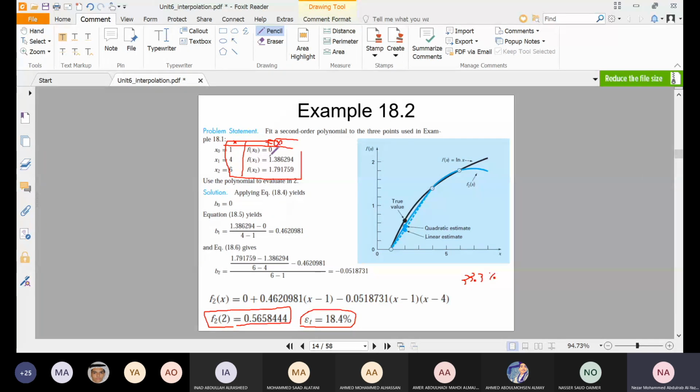After that, you just use the formula. You need to compute these coefficients, the first divided difference and the second divided difference. And then you substitute here and compute the solution.